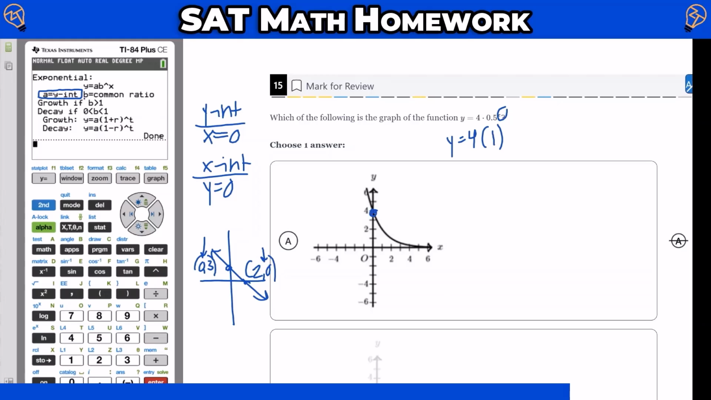And then the b value is the common ratio. And so notice b here is 0.5. And since it's between 0 and 1, we know it's exponential decay, which it was. Versus if b had been greater than 1, it would have been exponential growth.